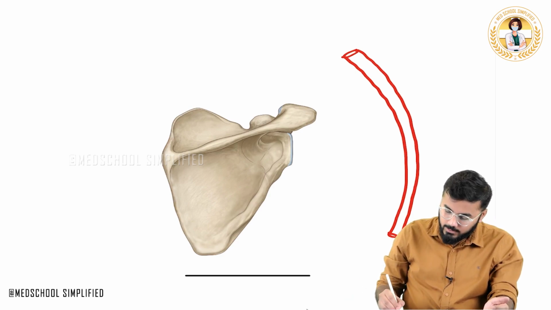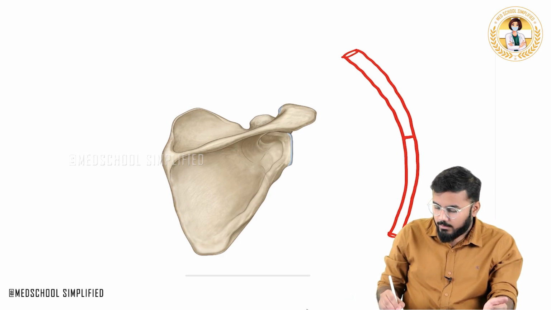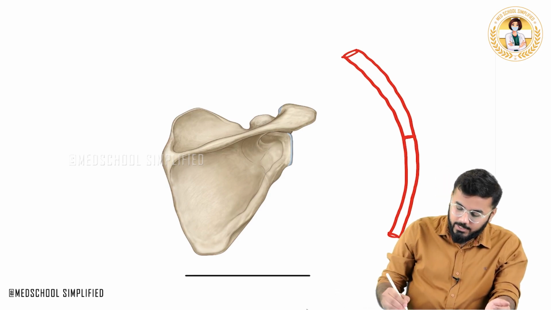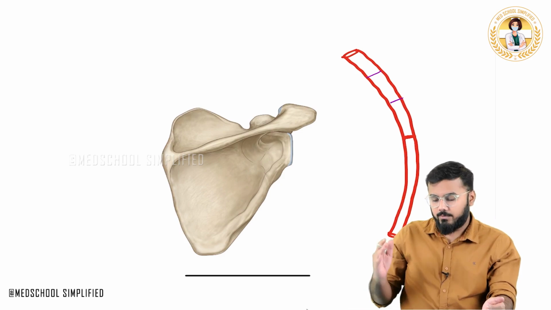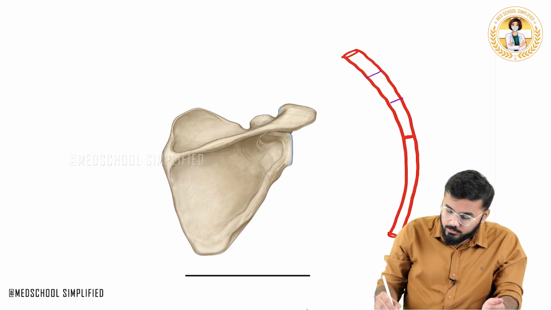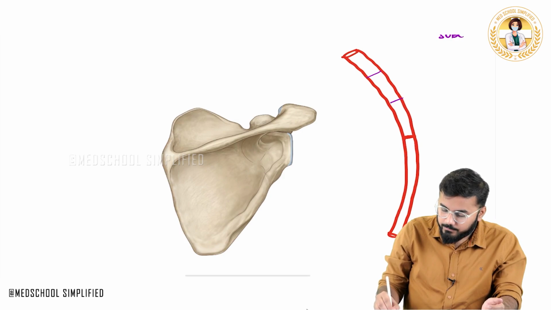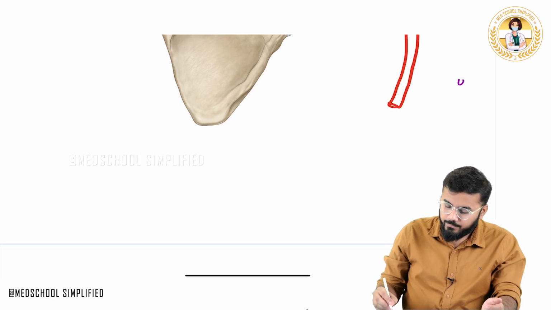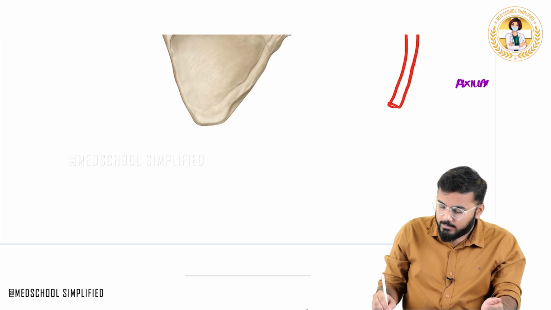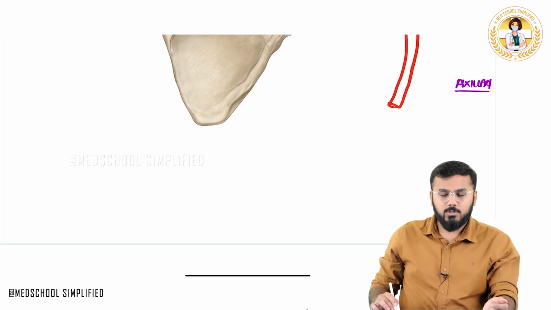One is subclavian, another one is your axillary artery. So let us say, for example, I am cutting this artery over here, right? So let me divide it. So the upper one is called your subclavian artery, the lower one is called your axillary artery. So this is your subclavian, and this is your axillary artery.